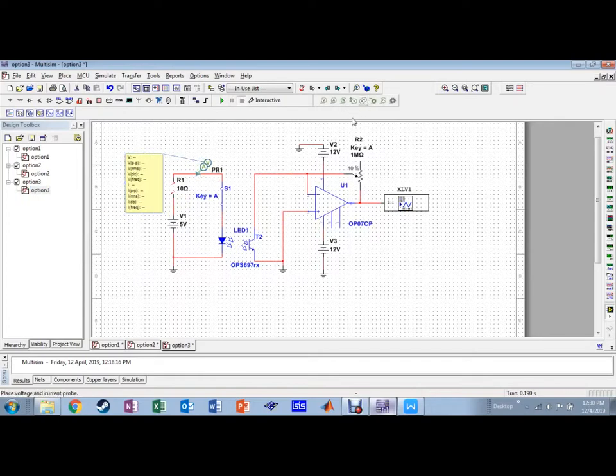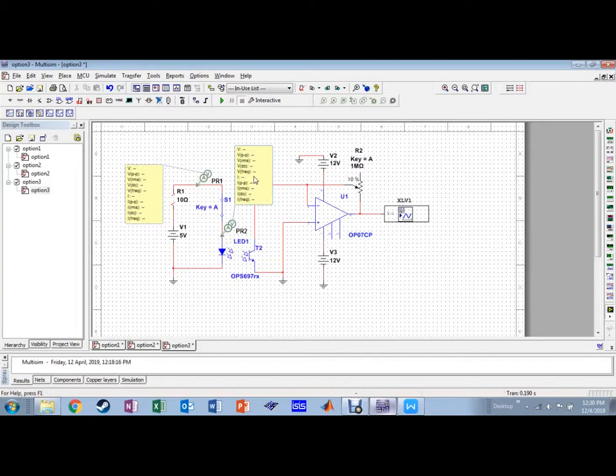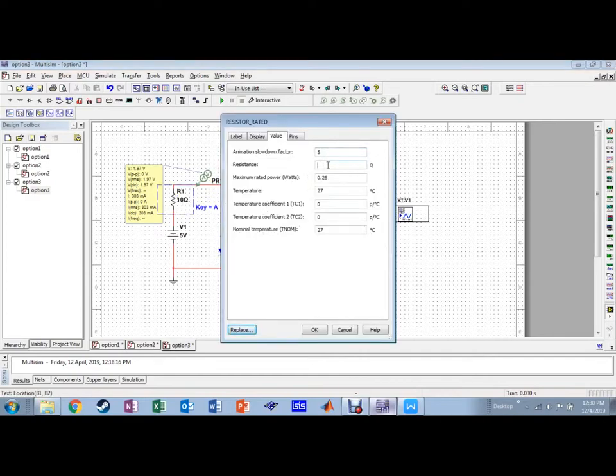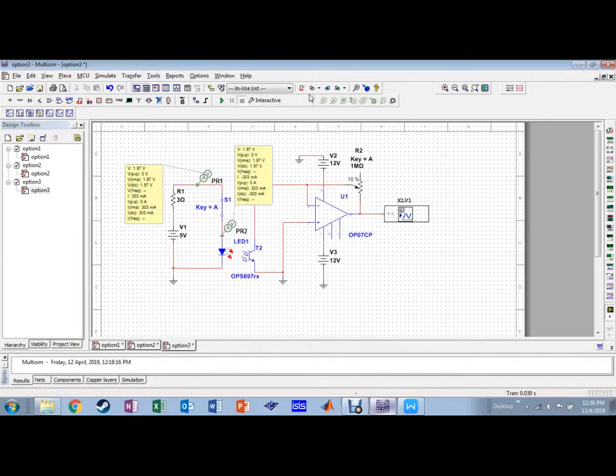Place the probe so we can read the reading. Try to run it. So for 10 ohm, the voltage is 1.97 volt at both points and 303 milliampere. So try to change to 3 ohm. Okay, the voltage changed to 2.03 volt and 990 milliampere.